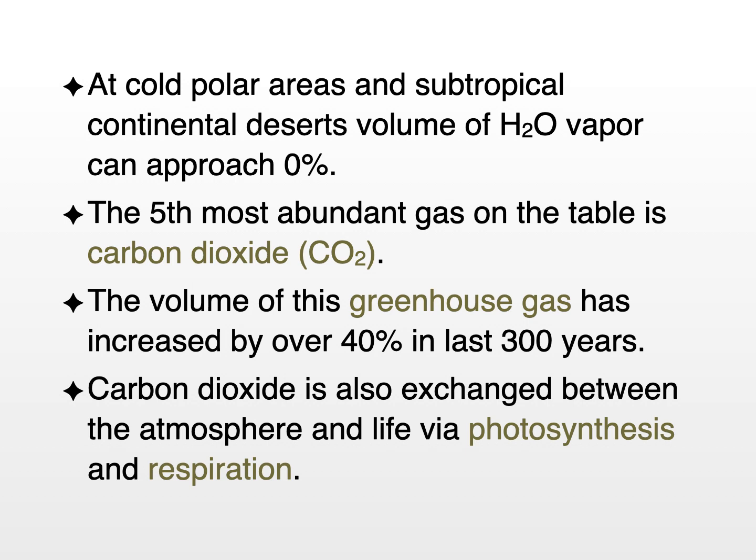Now back to our table. The fifth most abundant gas on this table is carbon dioxide. So I'm jumping a few gases here. Argon isn't really important for life, but carbon dioxide is. Carbon dioxide is required by plants in order to do photosynthesis, and of course they also require water and radiant energy from the sun, and they produce glucose and oxygen as a byproduct.